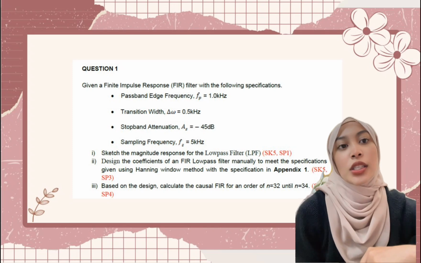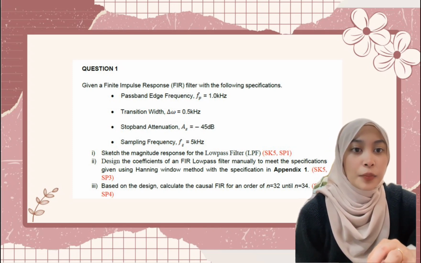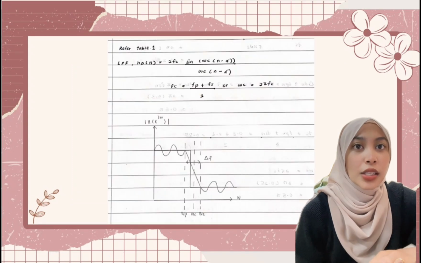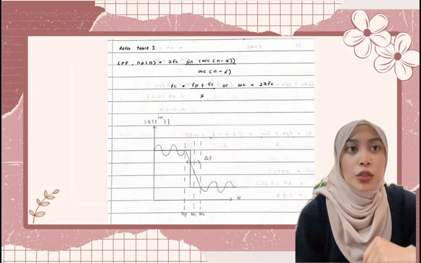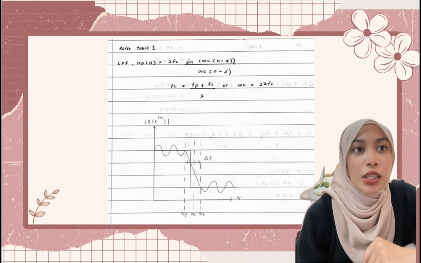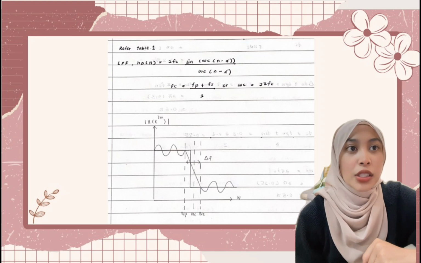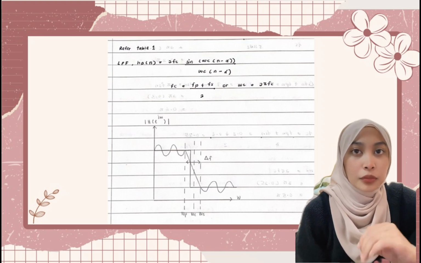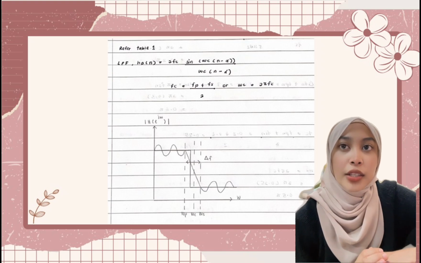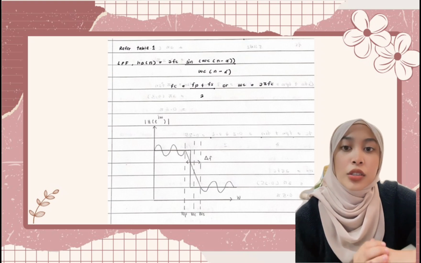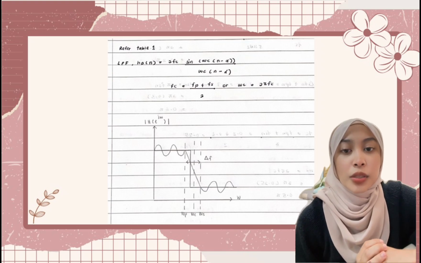So the first question is sketch the magnitude response for the low pass filter. You guys can see the graph. The formula that I use is 2fc sin(wc(n minus alpha)) per wc(n minus alpha). This graph shows the magnitude response of an ideal low-pass filter. Along the horizontal axis is the frequency, and the vertical axis shows the magnitude.